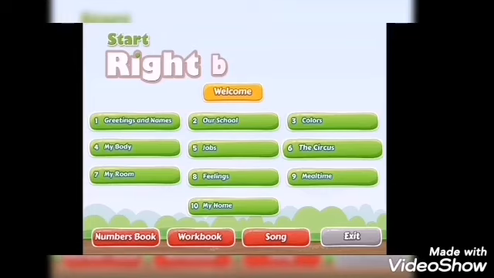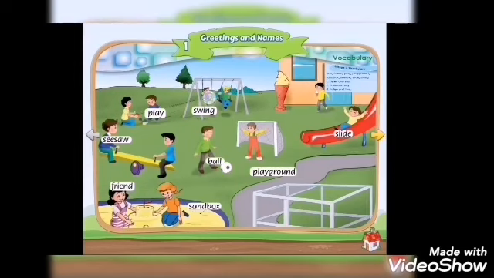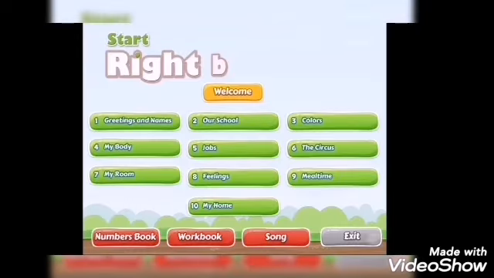Okay, now my kids, let's together revise the previous unit. Unit number one. Playground, swing, slide, seesaw, play, friend, sandbox, ball. Excellent.